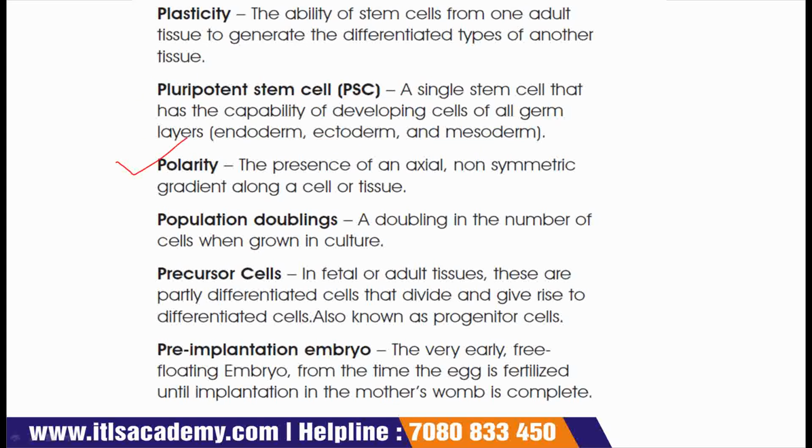Next one is polarity. Polarity is the presence of an axial non-symmetric gradient along a cell or tissue. Population doublings: a doubling in the number of cells when grown in culture.